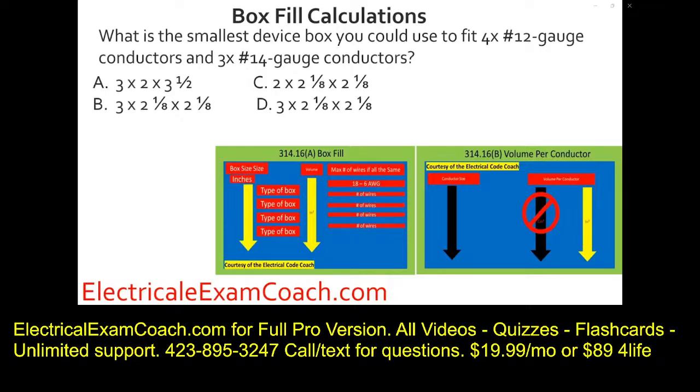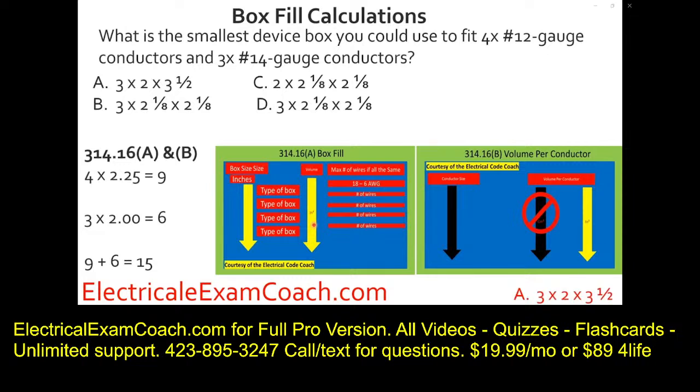What is the smallest device box you could use to fit 4 12-gauge conductors and 3 14-gauge conductors? For this one, we're going to be using tables A and B. Let's start over here in table B and get our total count. Then we'll go to table A and find which box fits it. We do the math on our 12-gauge conductors. We do the math on our 14-gauge conductors. These conductors are taking up 15 cubic inches. The code wants to know the smallest box that will fit it. So we come over here to our middle column, the volume column, and we slide down until we find a device box that just fits it. And we're going to find that it's a 3 by 2 by 3.5.